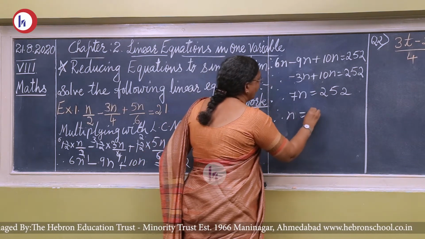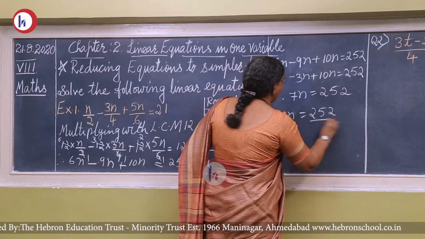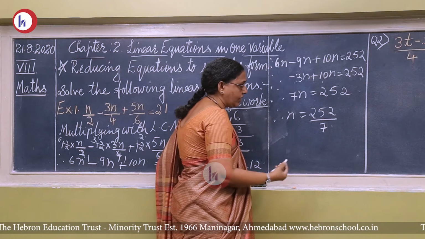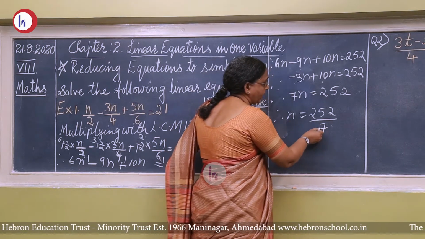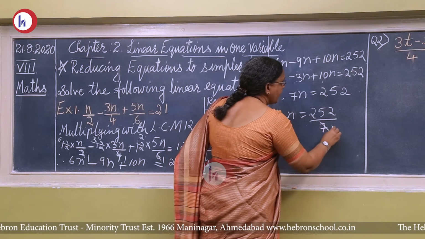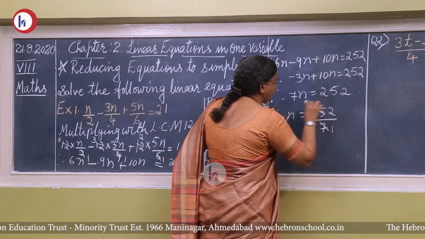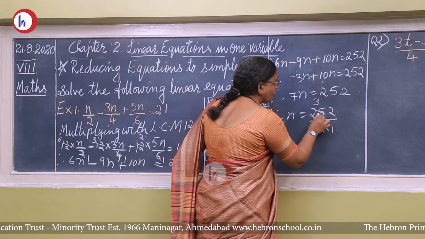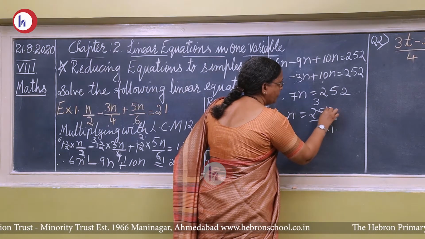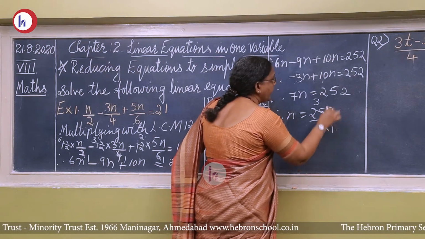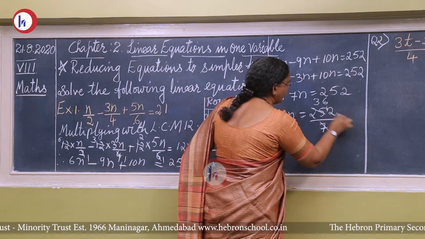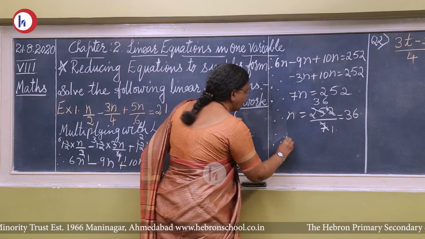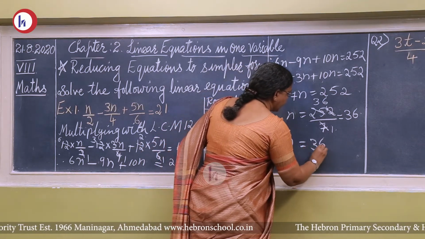Therefore n is equal to 252 upon 7. It is not necessary to divide fully; you have learned how to reduce by cancelling. 3 sevens are 21, and the remainder is 4. Now 42: how many times 7? 6 sevens are 42. So the reduced form is 36. Therefore n is equal to 36.